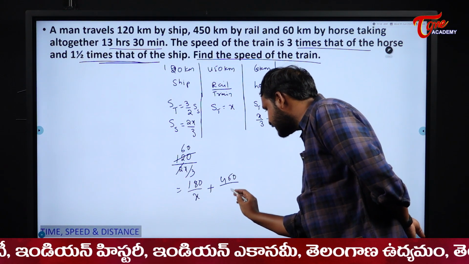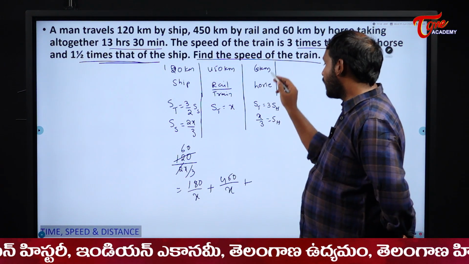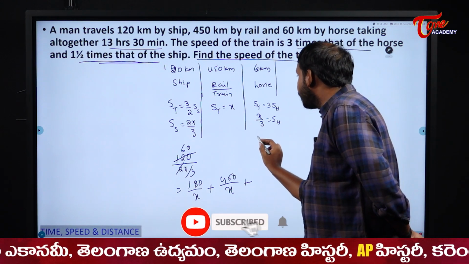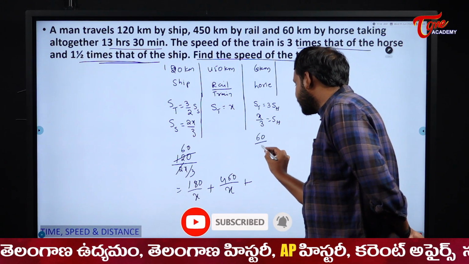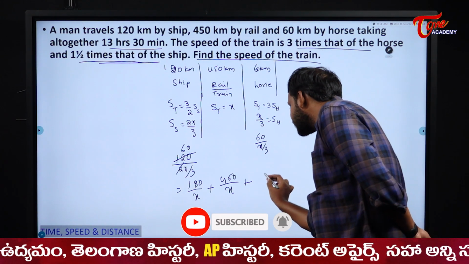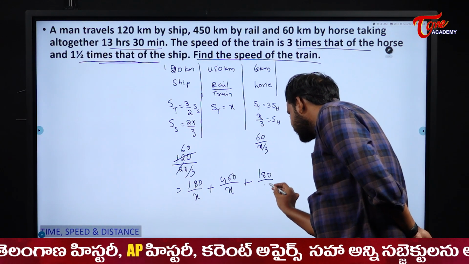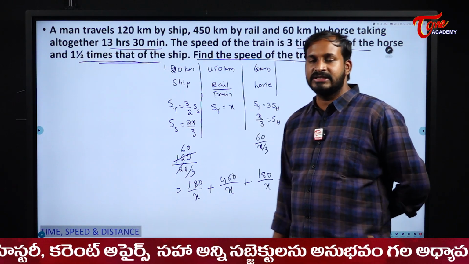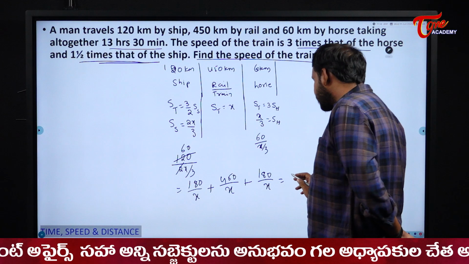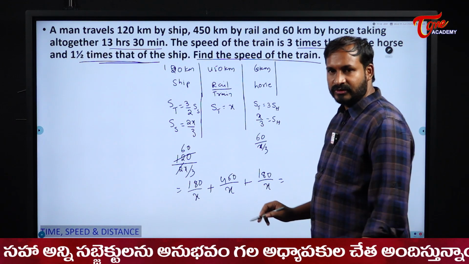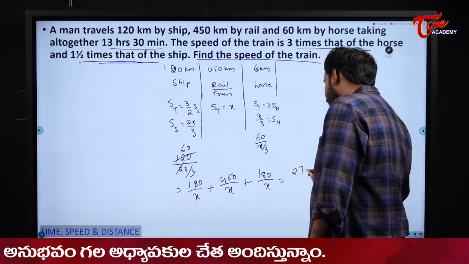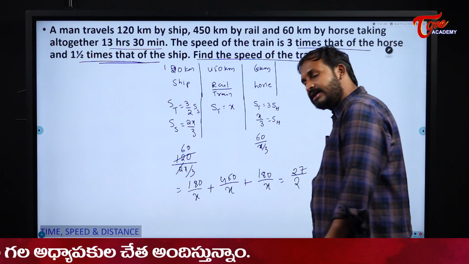Plus 450 by x, plus, what happens to this one? Actually it will become 60 by x by 3, which in turn becomes 180 by x. This is equal to the overall time they gave us, 13 hours 30 minutes. So I can write this as 13 1 by 2, which is 27 by 2.